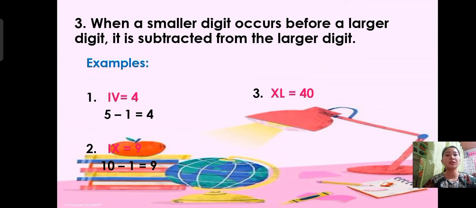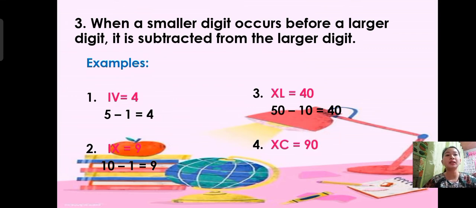For our third example, we have here Roman numeral X and Roman numeral L. The value is 40. As you notice again, the smaller digit comes first before the larger digit. So, the value of L is 50 subtracted by the value of X, which is 10. The result is 40.